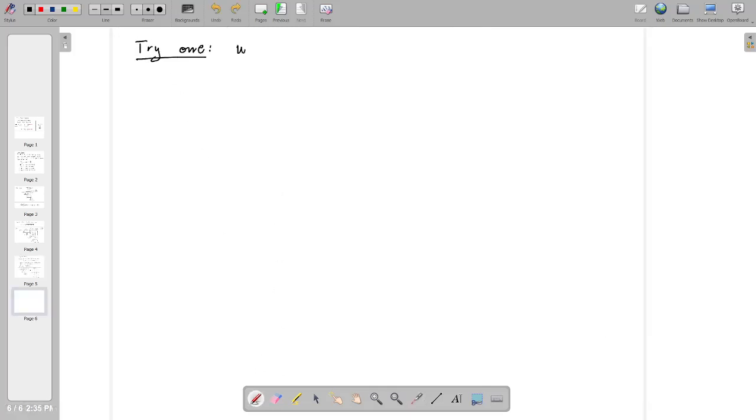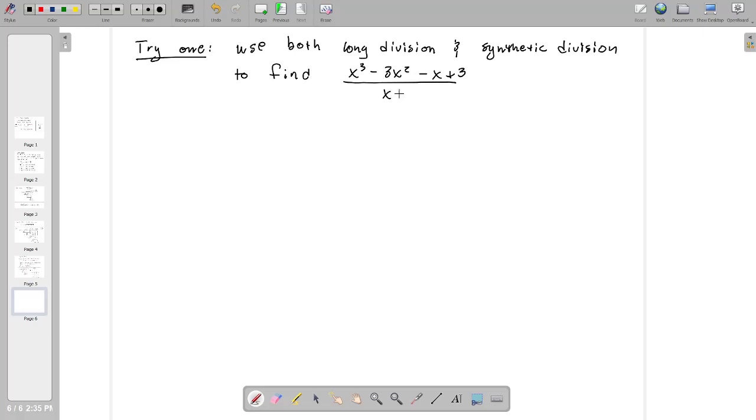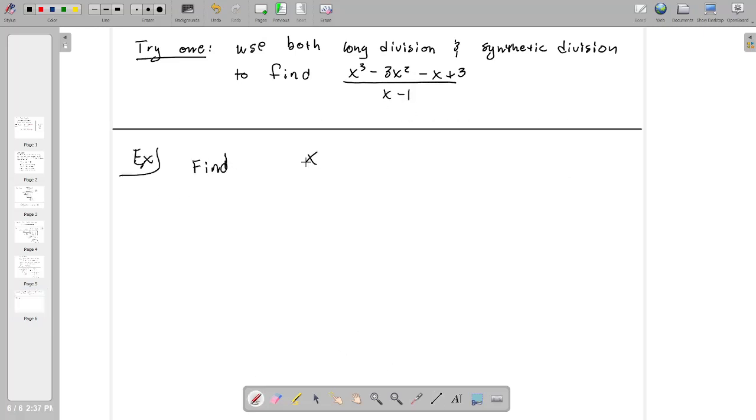Try one now. Use both long division and synthetic division to find x cubed minus 3x squared minus x plus 3 divided by x minus 1. Let's do one more example. x cubed plus 6x squared plus 5x minus 6, all divided by x plus 2.